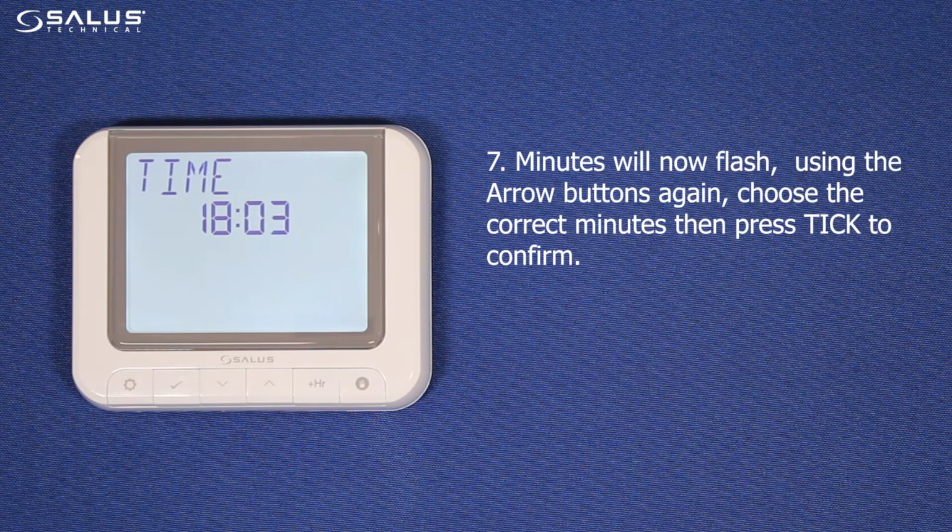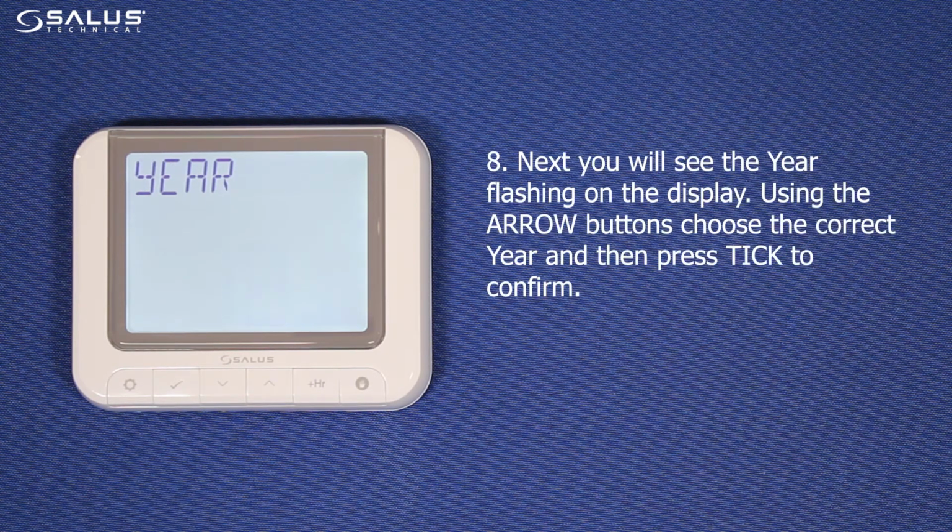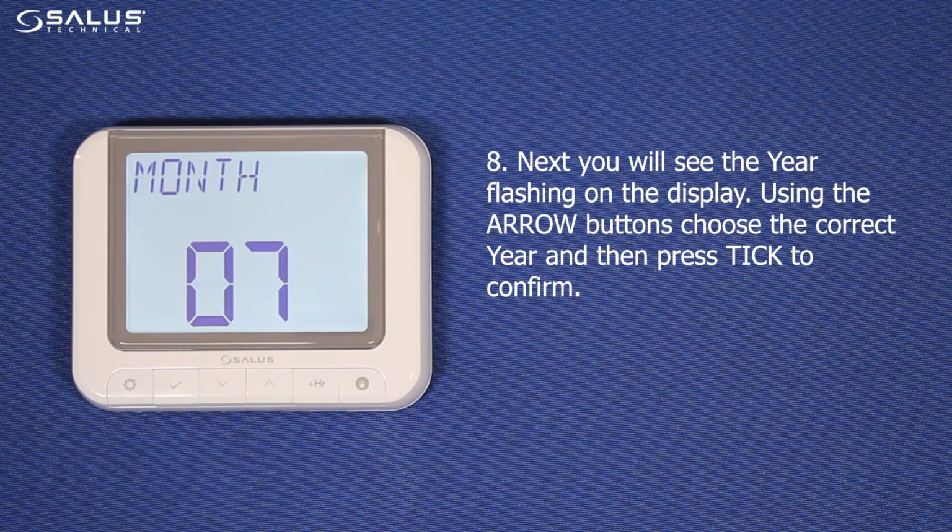7. Minutes will now flash. Using the arrow buttons again, choose the correct minutes, then press tick to confirm. 8. Next you will see the year flashing on the display. Using the arrow buttons, choose the correct year, and then press tick to confirm.